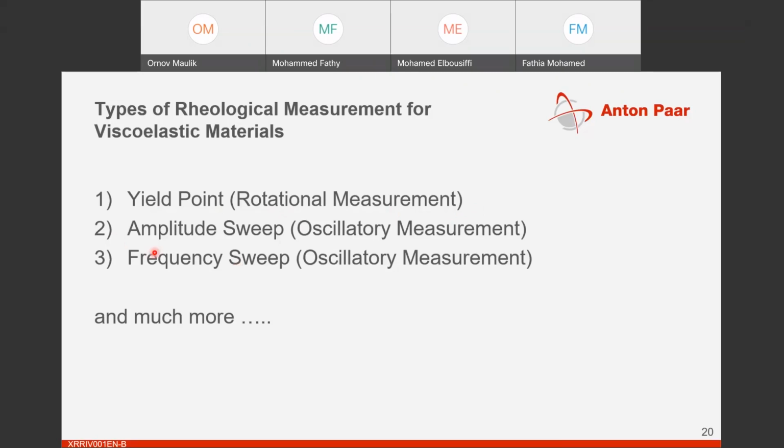Then we will discuss the amplitude sweep, or you can also say strain sweep. Some people also call it a shear strain sweep. This is performed in an oscillatory mode. And then we will discuss the frequency sweep, which is also performed in an oscillatory mode. There are many more experiments to be explored, but because of limitation of time, we of course cannot go through each and every experiment.